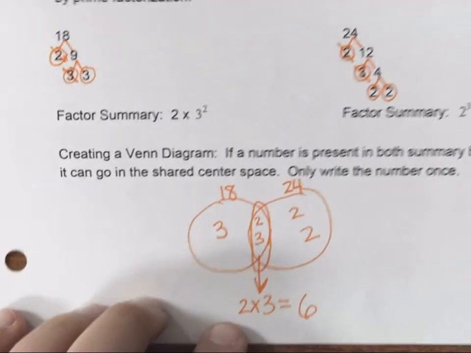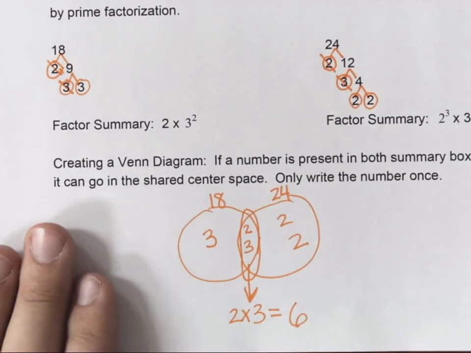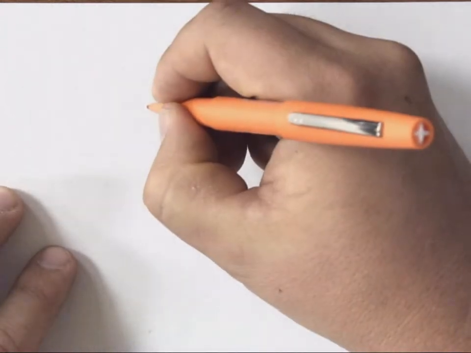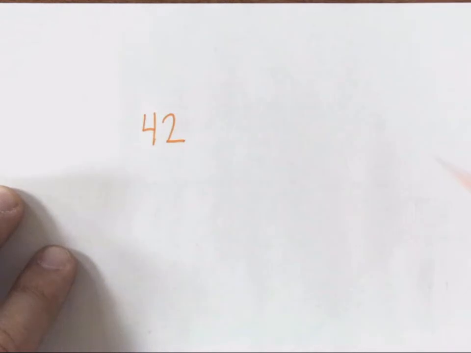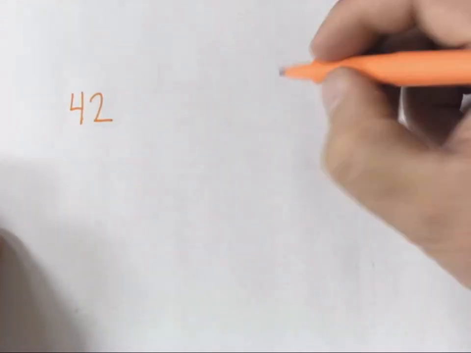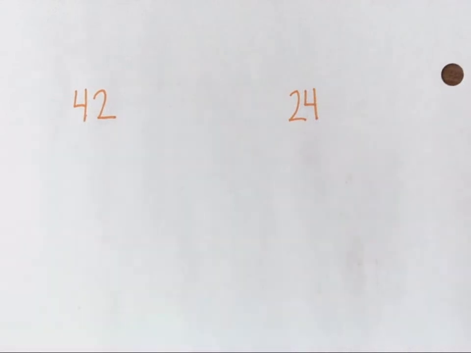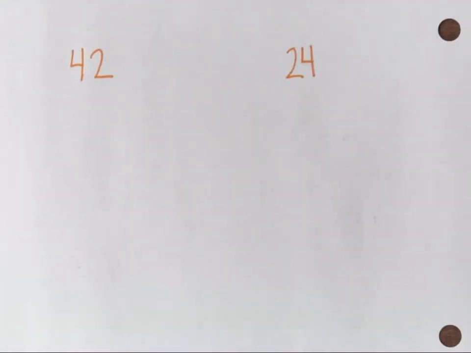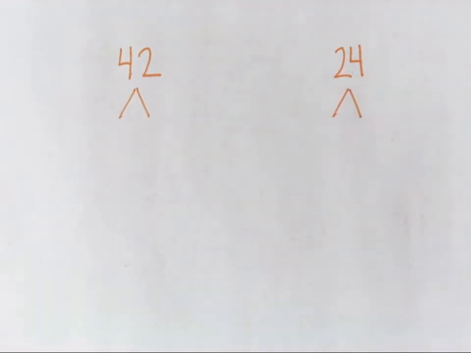Okay? So, now, on the back of your paper, I would like you to practice. Okay? On the back of your paper, your pause and try is going to be finding the greatest common factor of, let's do a greatest common factor of 42 and 24. Okay, 42 and 24. So you're going to need to make a factor tree from both first.